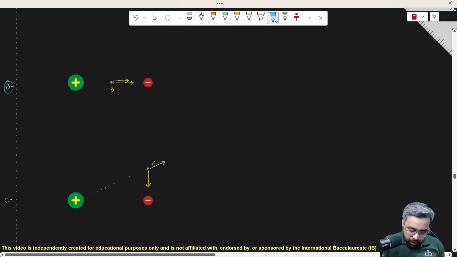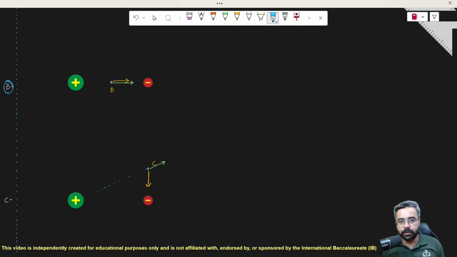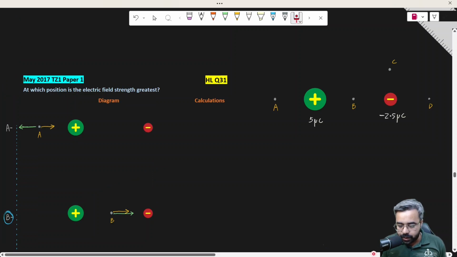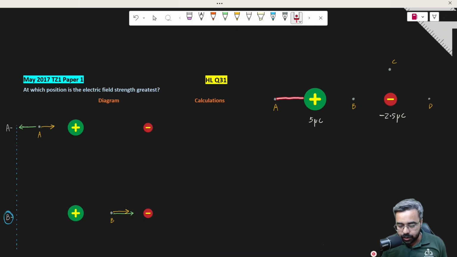But the important part of the video is starting now, because I'm going to calculate in terms of E. So let's calculate, but look at one thing, that it is not a coincidence. They have intentionally given us the points in such a way that all the points are at the same distance from the charges, right? This distance and this distance are equal. This distance is also equal. All right.